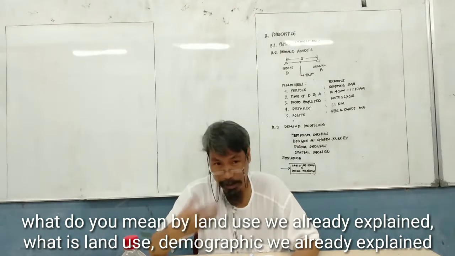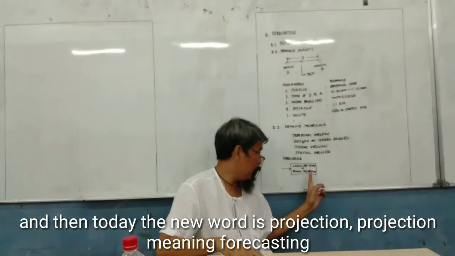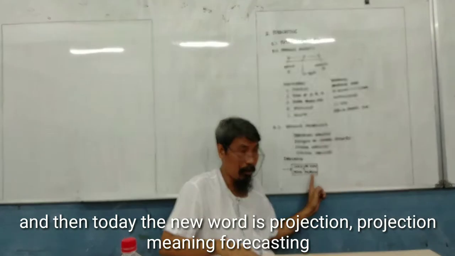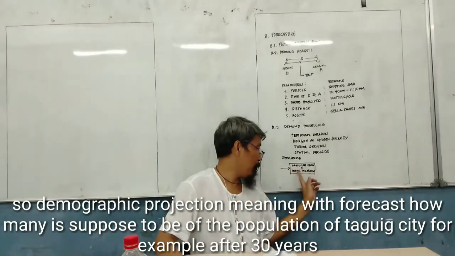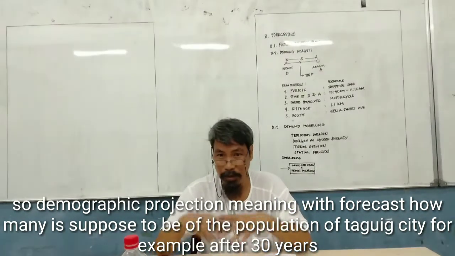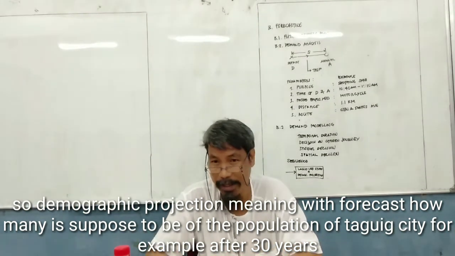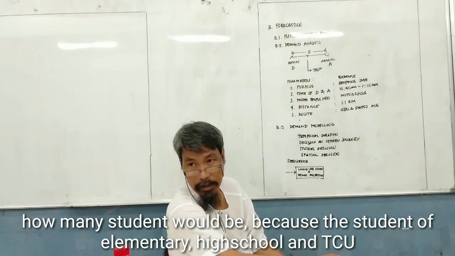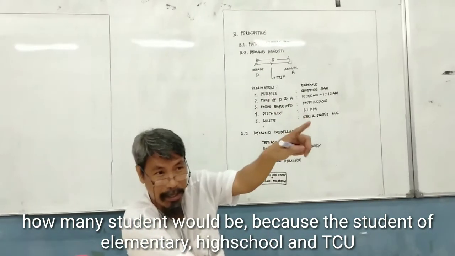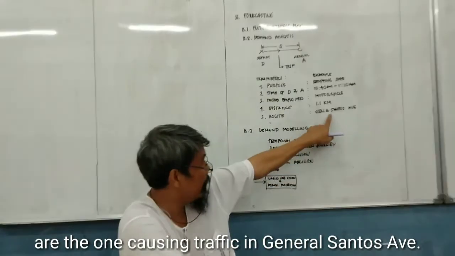Demography, we already explained. And today, the new word is projection. Projection means forecasting. So, demographic projection means we forecast how many is supposed to be the population of Taguig City, for example, after 30 years. So, for example, how many students would there be? Because the students of elementary, high school, and TCU are the ones causing traffic in general.